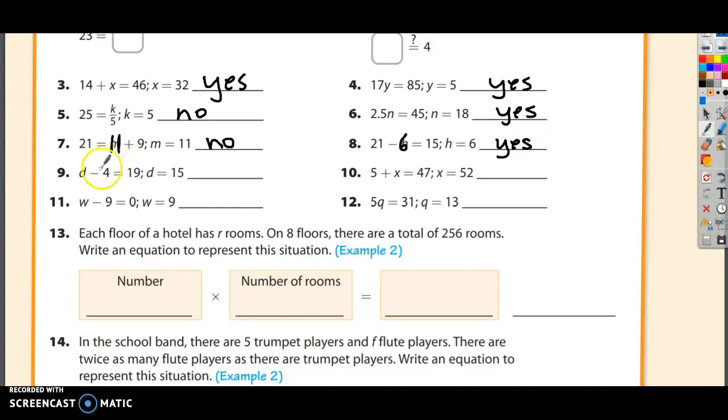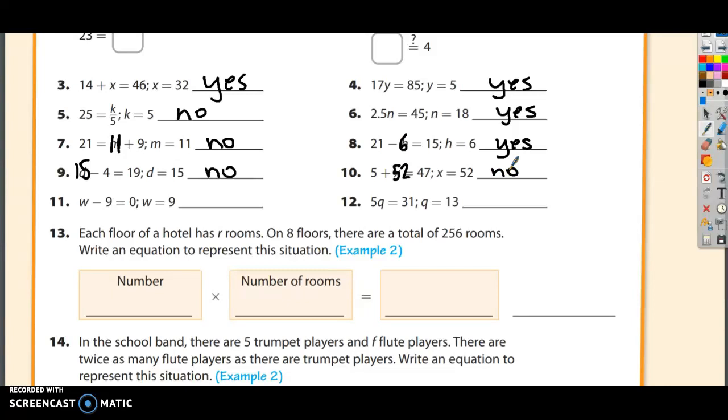Number 9, I'm going to take d out and replace it with 15. And then I'm going to do 15 minus 4, and I'm not going to get 19. 15 minus 4 is 11. This says it's equal to 19. That means the answer is no. Number 10, I'm going to take x out and replace it with 52. And then I'm going to read from left to right. 5 plus 52 is equal to 47. And that doesn't make any sense. 5 plus 52 can't be less than 52. That would be 57, not 47. Therefore, this is a no.